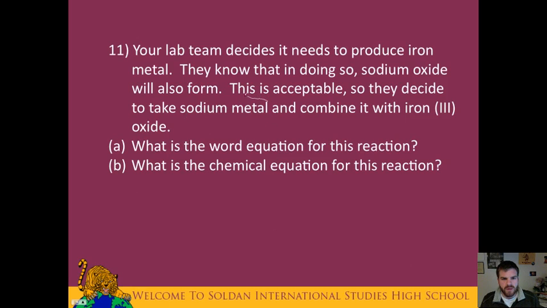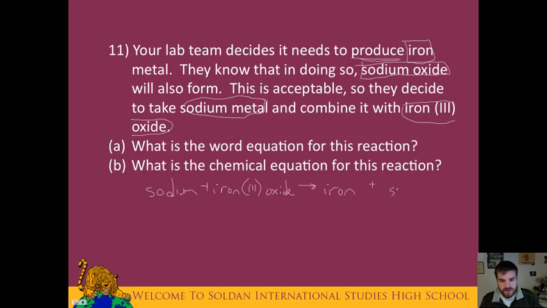I'm going to put a circle around the reactants here. And this is a half circle like so. And then a square around the products. See the "produce" here? That's a good sign that this is a product. So they produce iron and sodium oxide. Okay. So the word reaction is going to be sodium plus iron 3 oxide produces or makes iron plus sodium oxide.